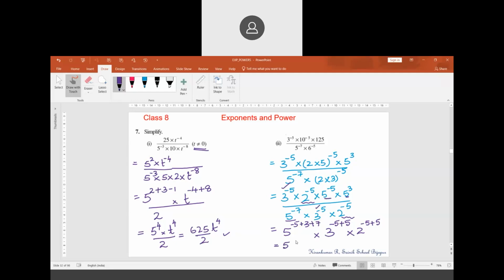5 to the power 5, sir. This will be 10 minus 5. Yes, 5 to the power 5. The answer is 5 to the power 5. Any doubt? No, sir. What is 5 to the power 5? 625 into 5, 3125. Yes, sir, 3125.